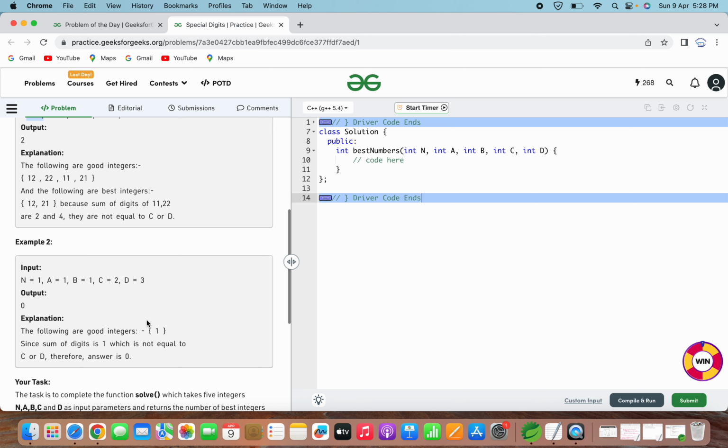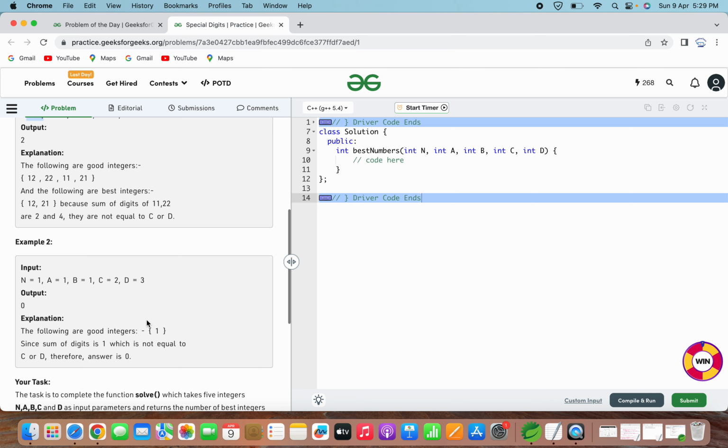Okay, so this problem can be solved using the mathematical concept of combinations. For a given value of n, we need to first find the different good numbers possible. Then the number of best numbers can be found by taking the sum of the digits in the form of a times i plus b times (n minus i), where i ranges from 0 to n. A number is considered to be best if its digit sum is equal to either C or D. Okay.